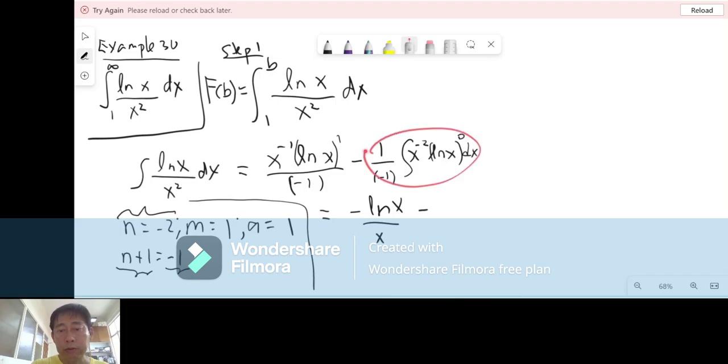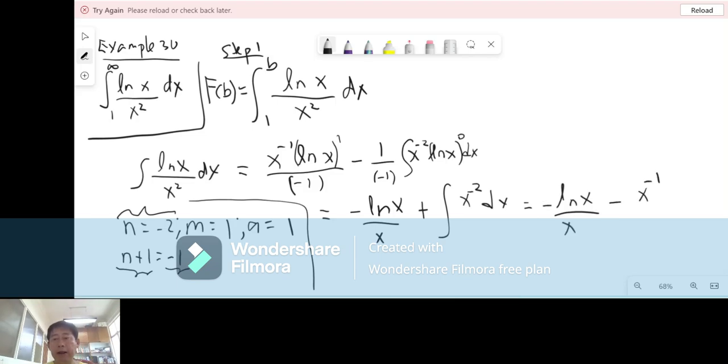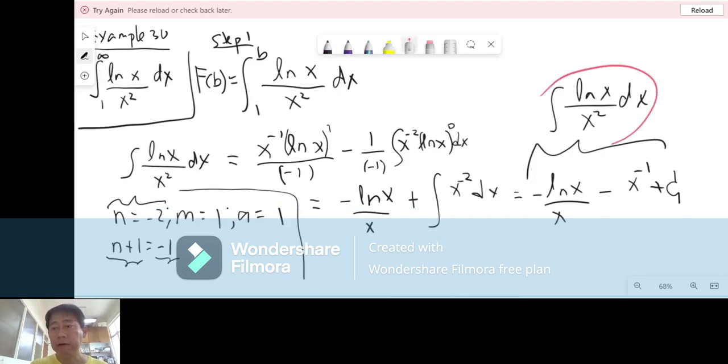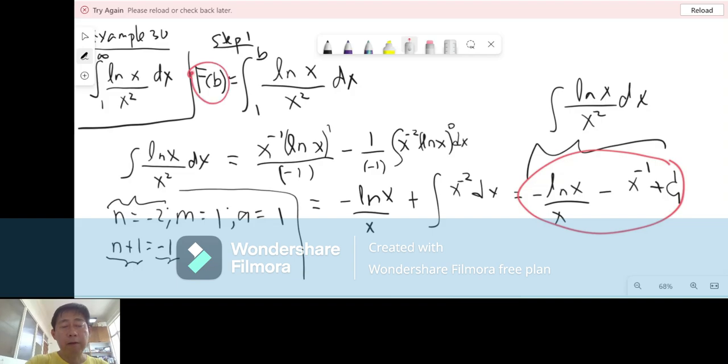So the whole term is simply plus x to the power of minus 2 dx. This could be simplified further to be minus ln x over x minus 1 over x plus a constant. That is the integration of ln x over x squared dx. With the result of this indefinite integration obtained, we can then form the expression of F of b.